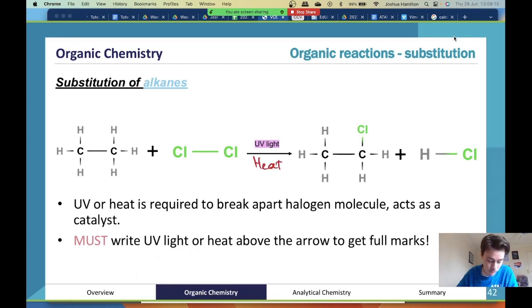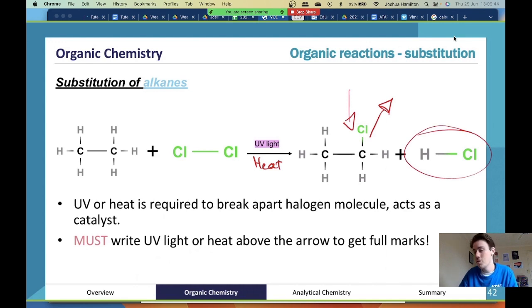So, for chlorine, which is the most common example, we are going to use chlorine as our example here. If you have chlorine gas and an alkane, let's just say ethane, and you put that in the presence of heat and UV light, what happens is the hydrogen will come off and the chlorine will go on. You end up with a byproduct of HCl, but as you can see here, you've formed a haloalkane.